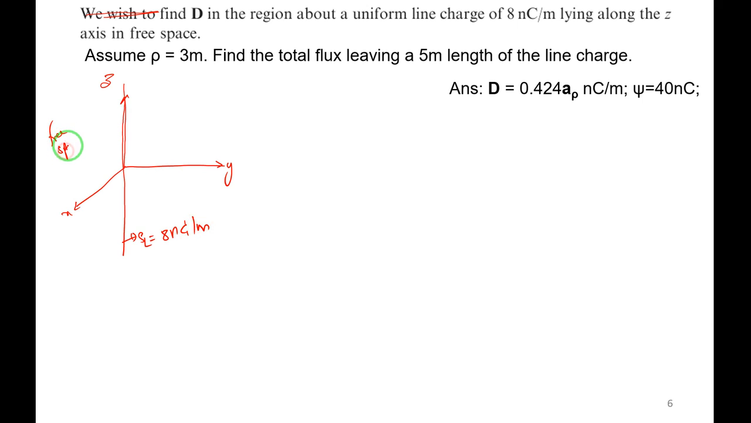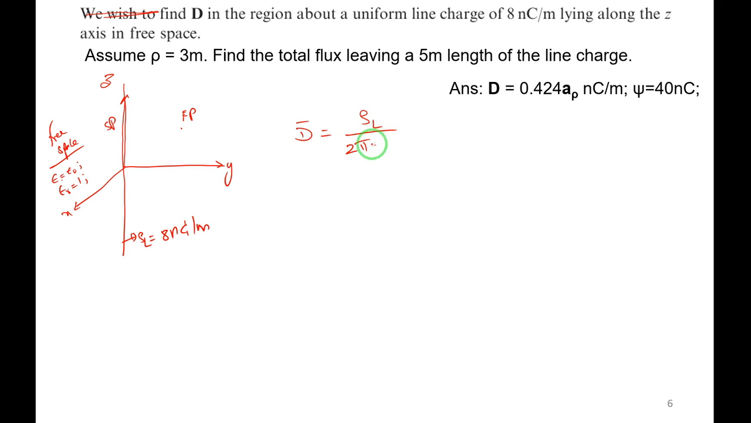Why they are giving free space means epsilon r, the relative permittivity, is 1, so epsilon is equal to epsilon naught. Then find D in a region about a uniform line charge, meaning surrounding it. Let me consider one point here. What is D at this point? This is the source and the field point is somewhere here. So what is the electric flux density at this point? Electric field intensity we have studied already. So next, the D due to the infinite line charge is given by rho L by 2 pi.